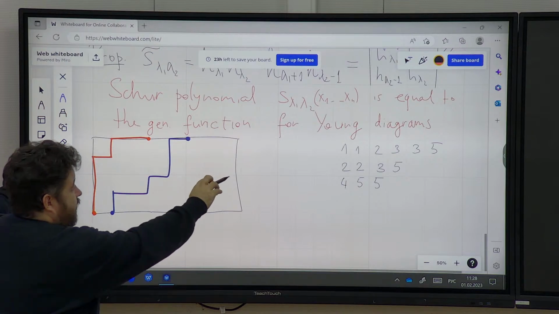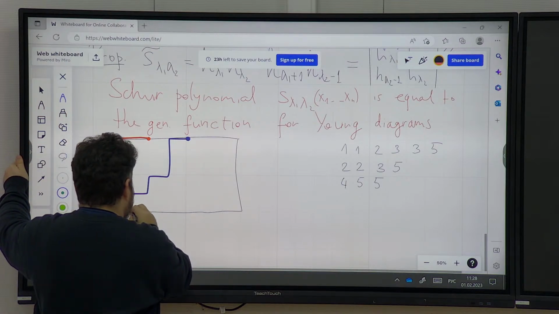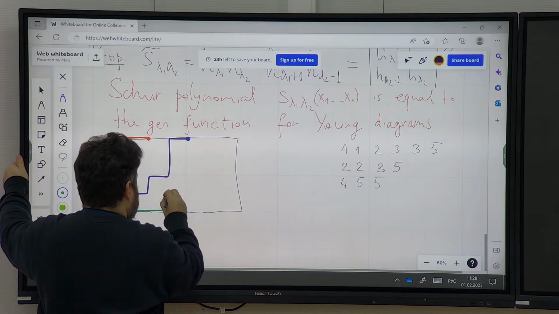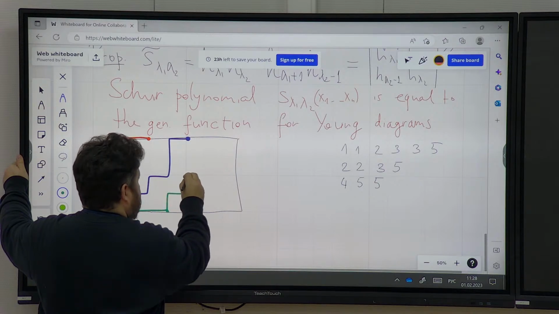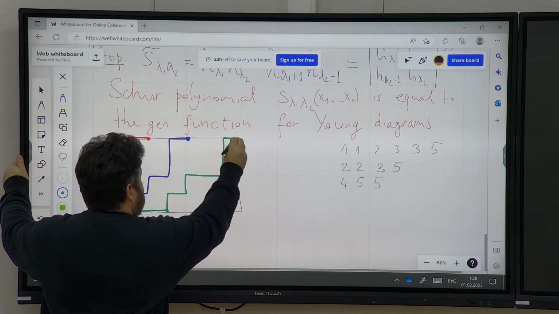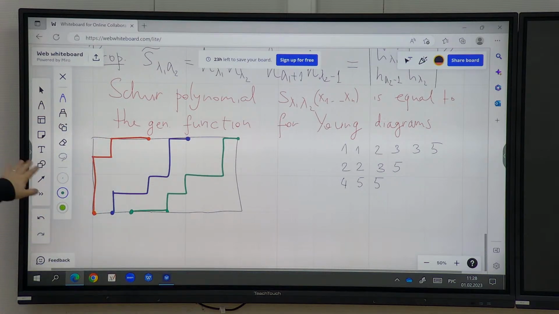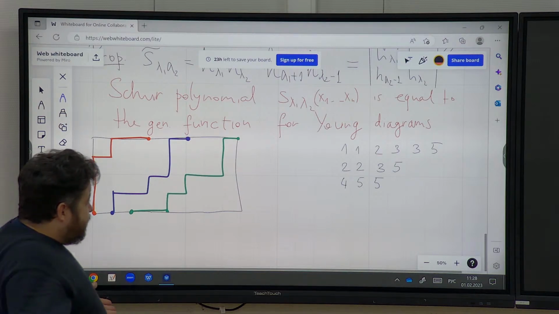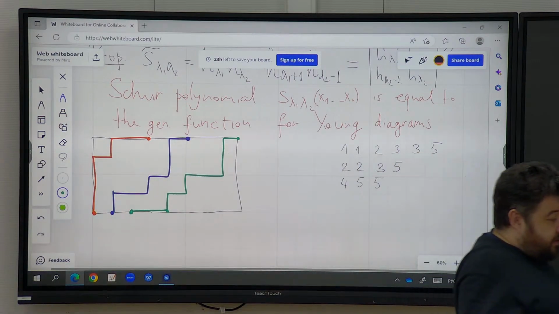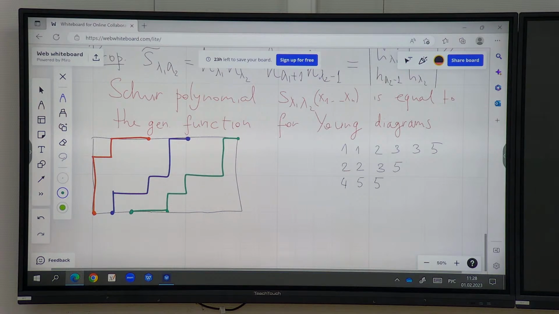And this thing over here is 1, 1, 2, 3, 3, 5. Right? So I've got these 3 paths. And I want to find the number of crossingless triples with these paths. And how do I do that?